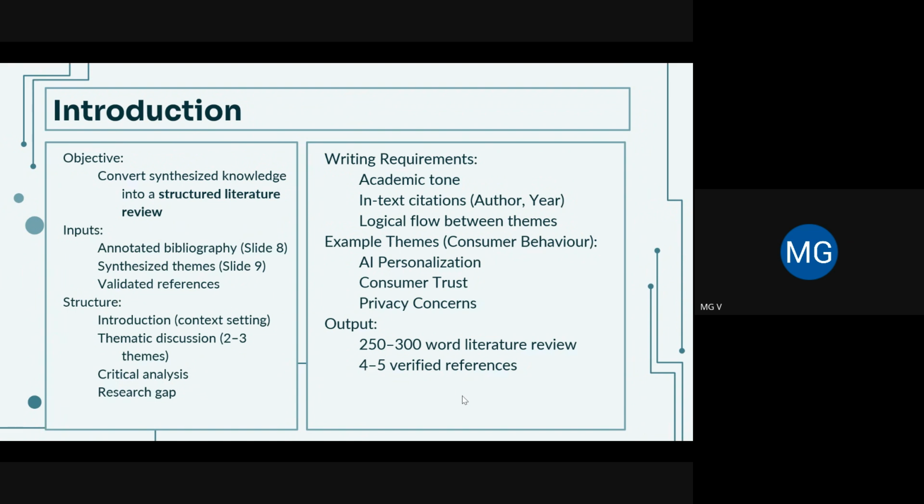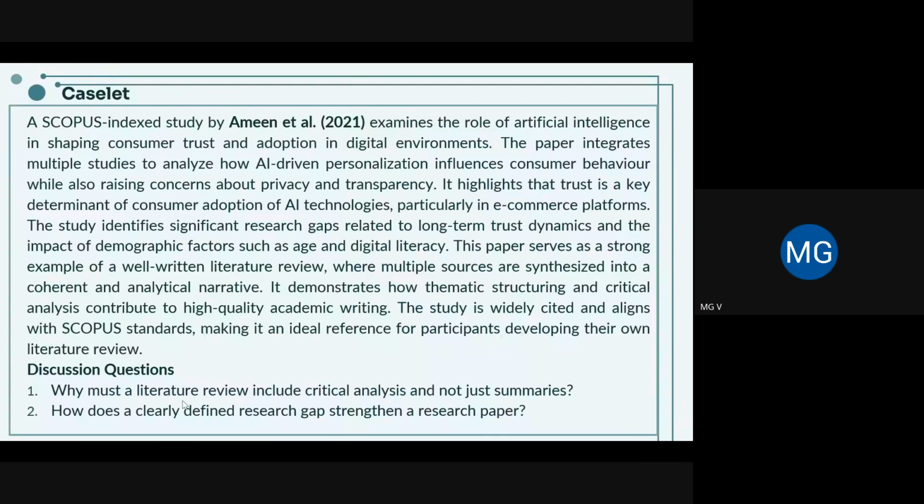ChatGPT can assist in structuring and refining the content, but all references must be verified manually. Please note, must be verified manually. This ensures academic integrity and alignment with Scopus publication standards.